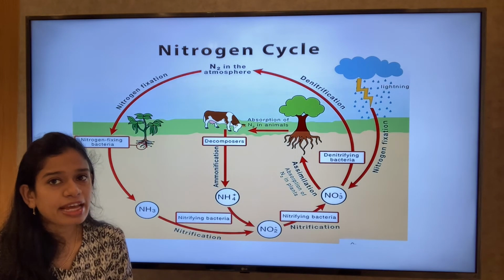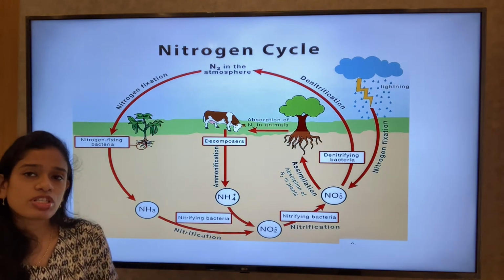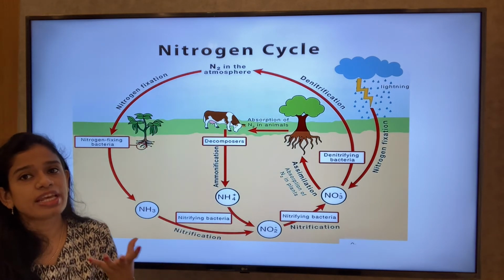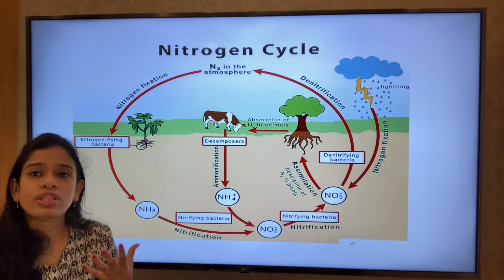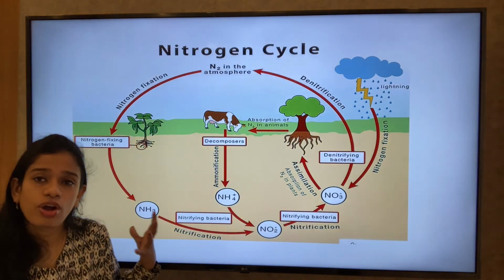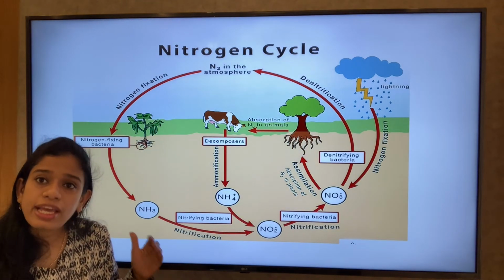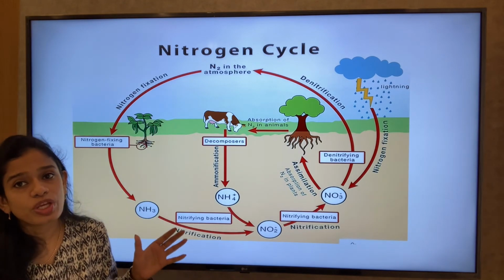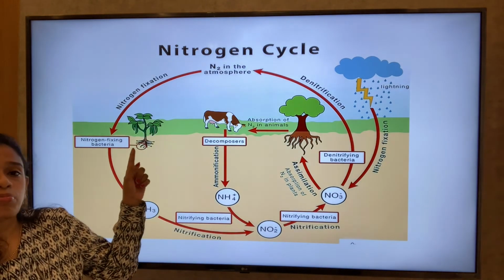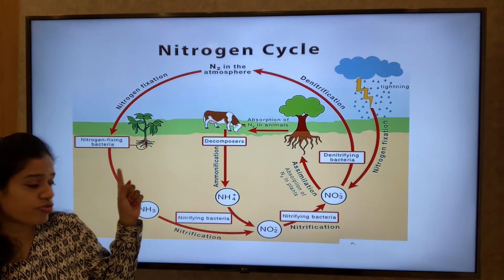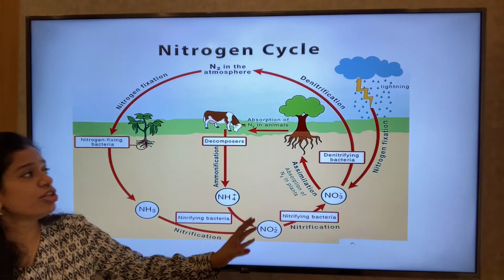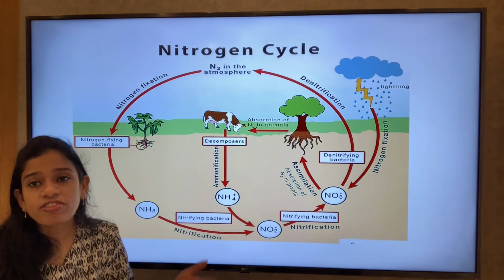So what happens in this nitrogen cycle? It is the process of fixing the atmospheric nitrogen into a format which the plants can use. The process is known as fixing of nitrogen, or nitrogen fixing. And this is done by a specific bacteria which is present in the root nodules of the leguminous plants. This bacteria fixes the atmospheric nitrogen into the soil. And this fixed nitrogen is used by the other plants which cannot fix nitrogen.